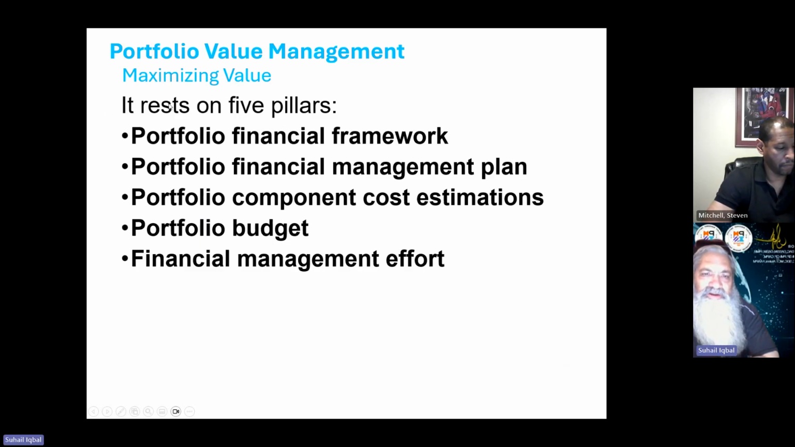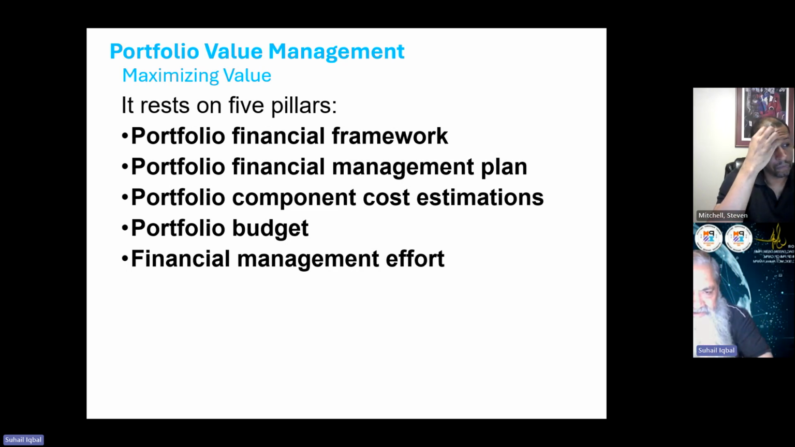Maximizing value, we have got 5 pillars for that. And naturally and obviously, the financial framework, whatever we conceive, the model we have created behind, that is one huge pillar. Then, as we were just discussing, the financial management plan of the portfolio plays an important role. Then the components, the programs and projects run under the portfolio, their cost estimates are contributing towards our financial management. So they also play an important role because they all have to be integrated.